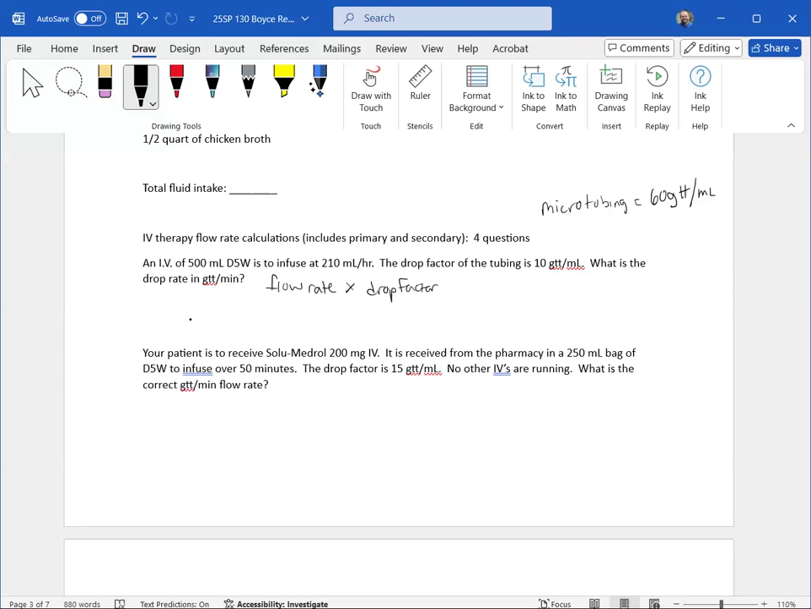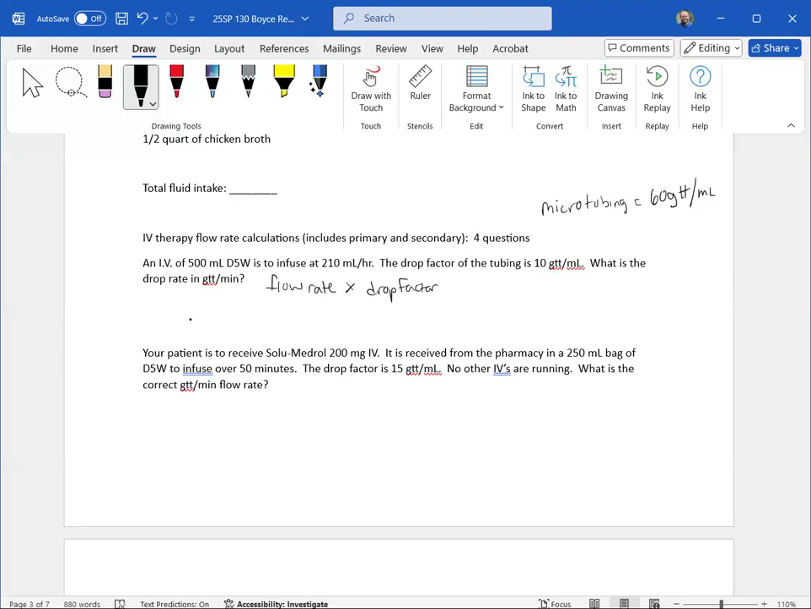If they ask for an infusion and they don't give you a drop factor, they probably want to know the flow rate in milliliters per hour. So you'll get a feel for that when you're looking at questions. But no one's expecting you to answer questions that you don't have the data for. That's why I mentioned the microtubing. That's the only example I can think of where they might say the microtubing is, and you need to know that it's 60 drops per milliliter.